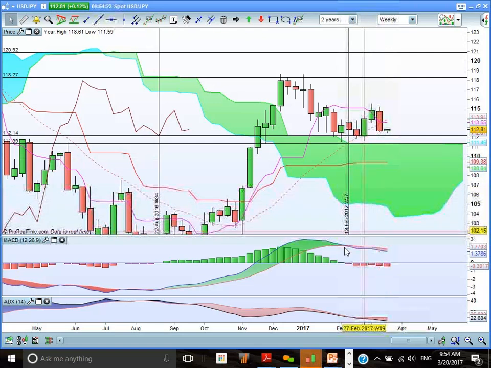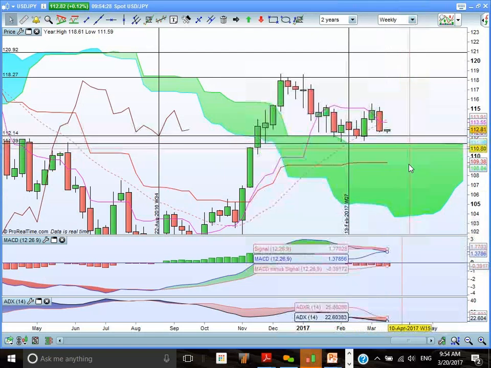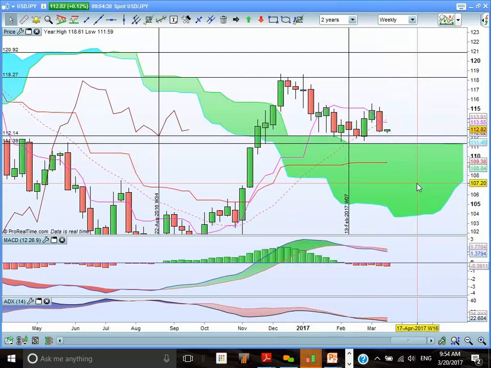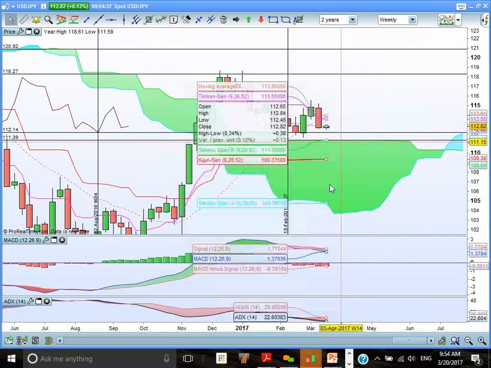But note here, we still have a weekly cloud chart sell signal. So if these levels do not hold, we're going to go much, much deeper into the cloud looking for support. But these are the first levels that we'll be watching in this current coming week.